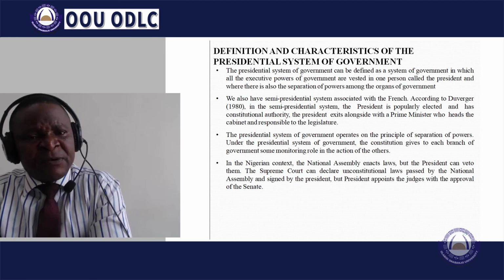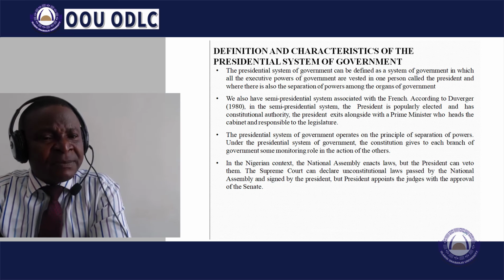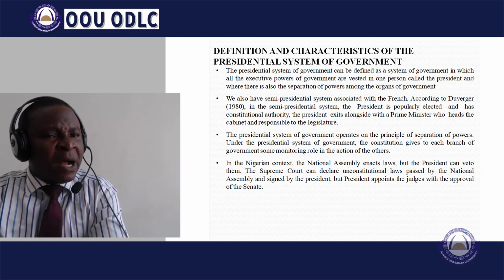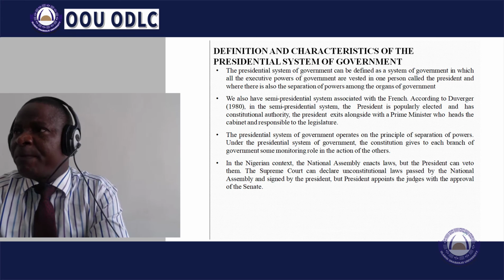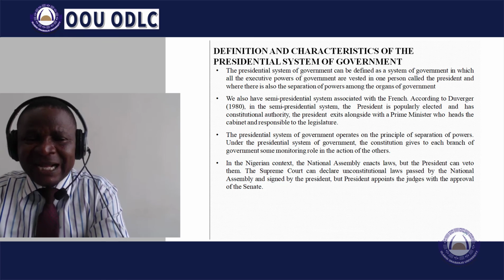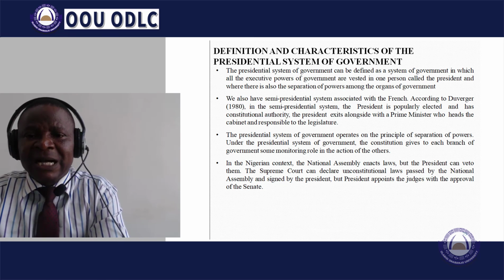The presidential system of government can be defined as a system of government in which all executive powers of government are vested in one person called the president. And there is the separation of powers among the organs of government.